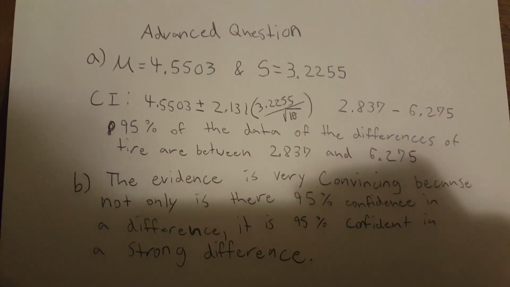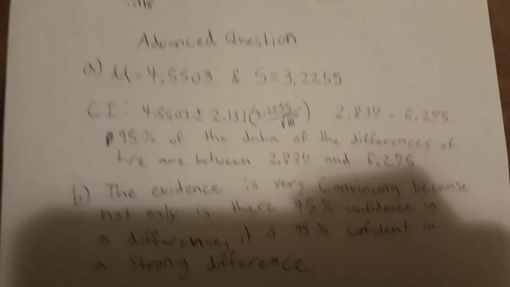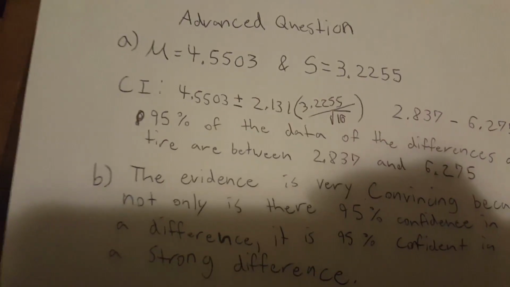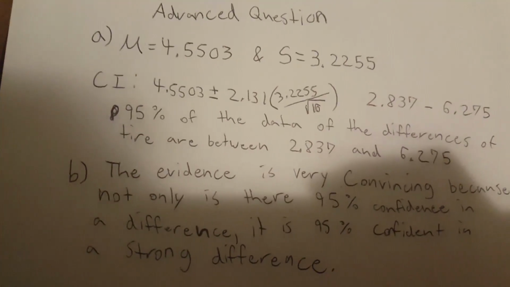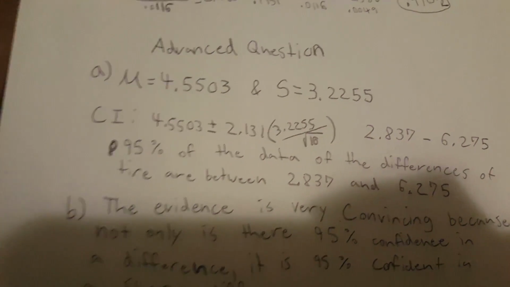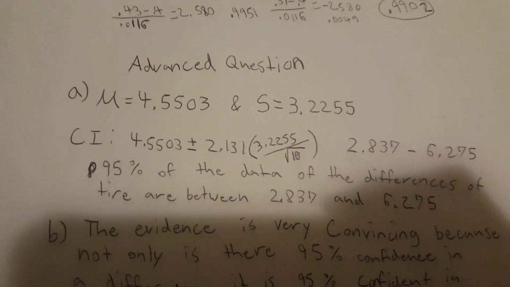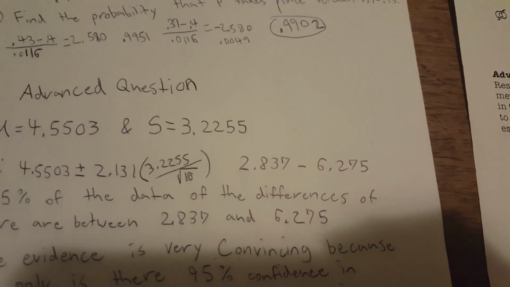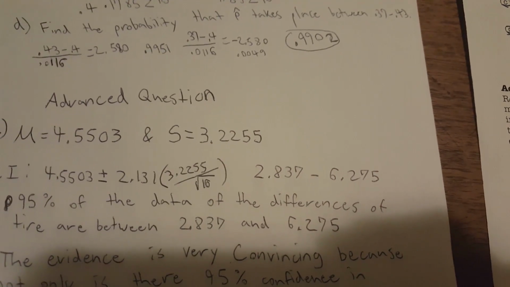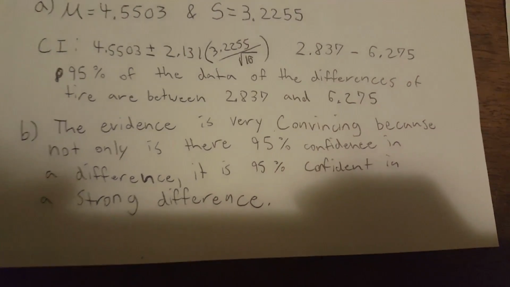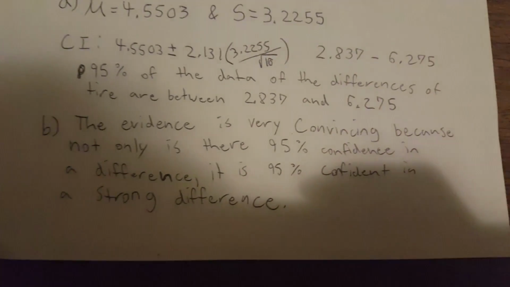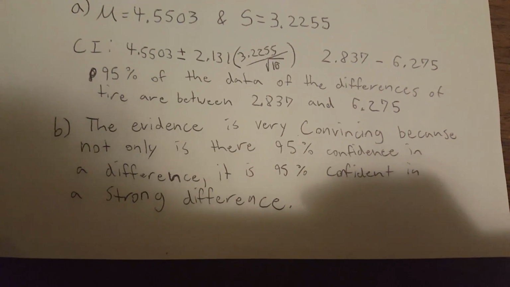I need those values to construct my confidence interval, which will be my mu plus or minus my z-score times my standard deviation over the square root of my population, and that will give me my confidence interval, which I got out, as you can see here, to be 2.837 to 6.275. This means that 95% of the data of the differences of tire are between 2.837 and 6.275.